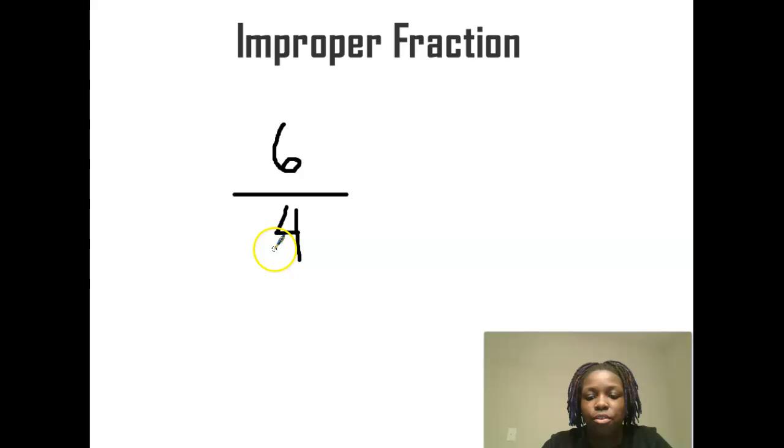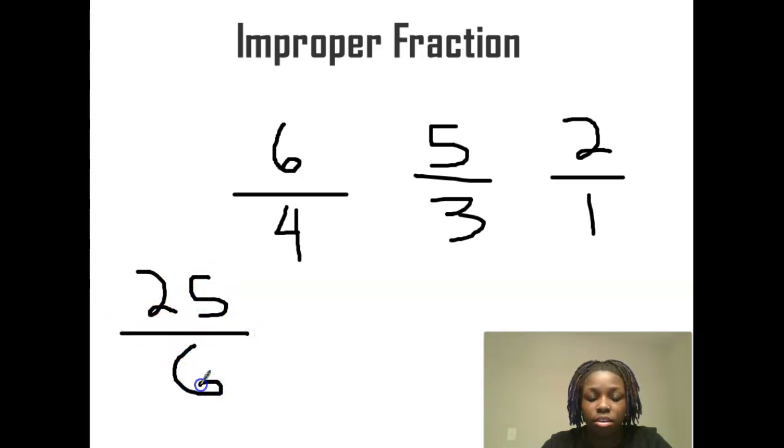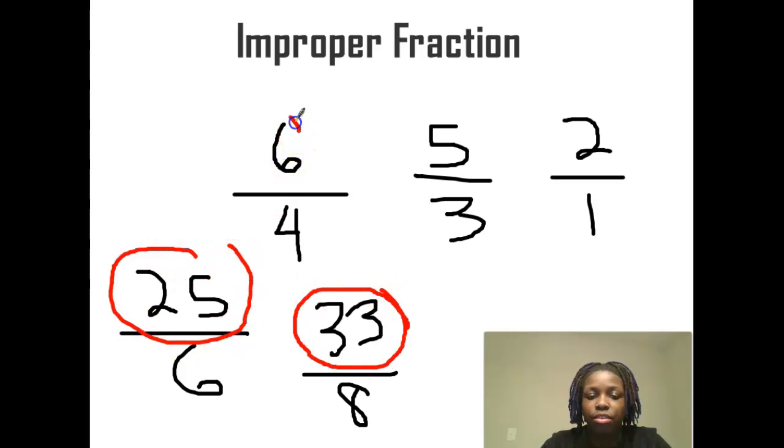So this is an improper fraction. So 5/3 is an improper fraction. 2/1 is an improper fraction. 25/6 is an improper fraction. 33/8 is an improper fraction. So you notice that the numerator is bigger than the denominator. All right, so that's an improper fraction.